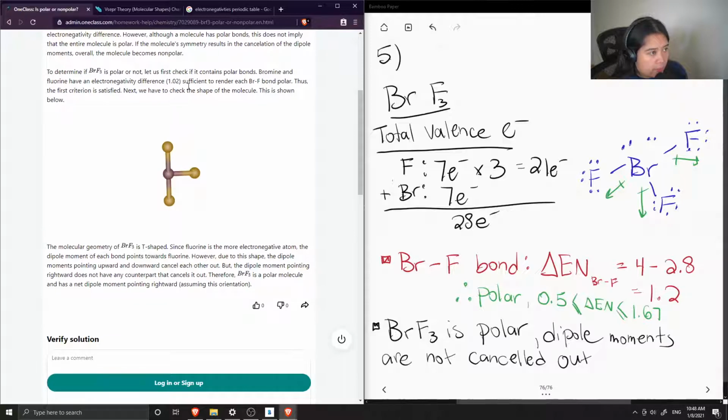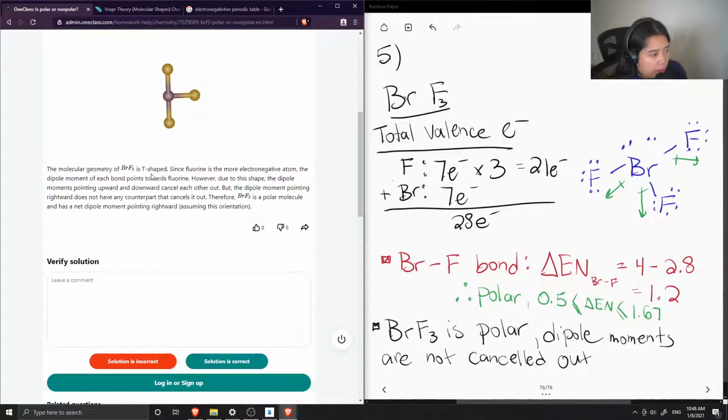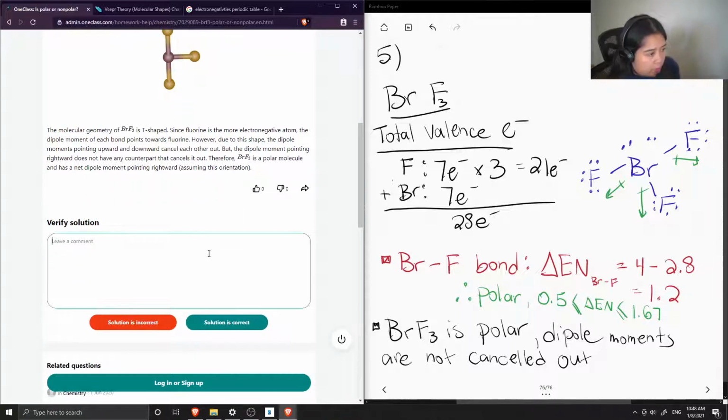So they found that the bond of bromine and fluorine is polar because of their electronegativity difference. And then they looked at the shape of the molecule. So it is T-shaped. Since fluorine is the more electronegative atom, the dipole moment of each bond points towards fluorine. Due to this shape, the dipole moments pointing upward and downward cancel each other out, but the dipole moment pointing rightward does not have any counterpart that cancels it out. Therefore, it is a polar molecule, assuming this orientation. Yep, so this solution is correct.